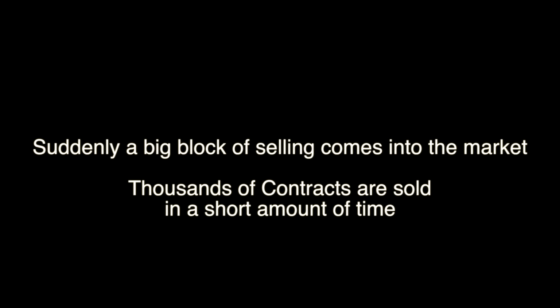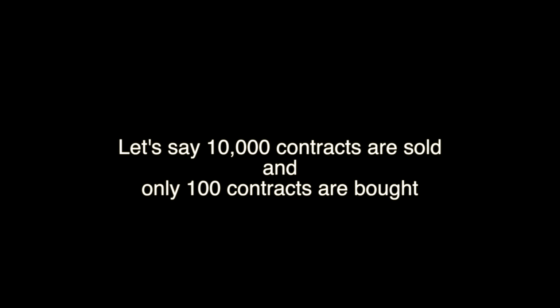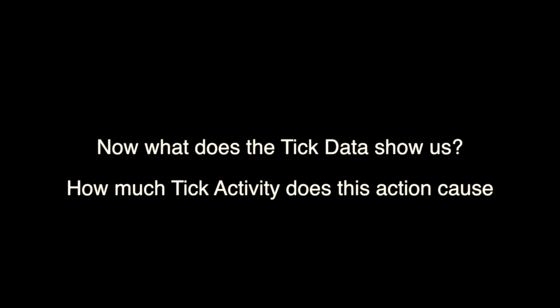Let me show you this by an example. Let's say we're looking at Euro USD pair. Suddenly a huge amount of selling comes in the market. Thousands of contracts are sold. And on the other hand, a little amount is bought. Let's say 10,000 contracts are sold and 100 contracts are bought. As I said earlier, more selling than buying drives the price down. But how much? 10,000 contracts selling, 100 buying, the bulls have no chance but to give up. The price drops heavily.